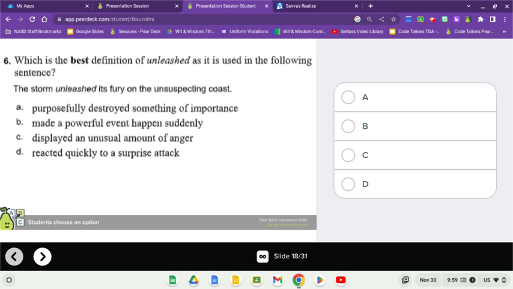Number 6, which is the best definition of unleashed as it is used in the following sentence? The storm unleashed its fury on the unsuspecting coast. Is it A, purposefully destroyed something of importance? B, made a powerful event happen suddenly? C, displayed an unusual amount of anger? Or D, reacted quickly to a surprise attack?